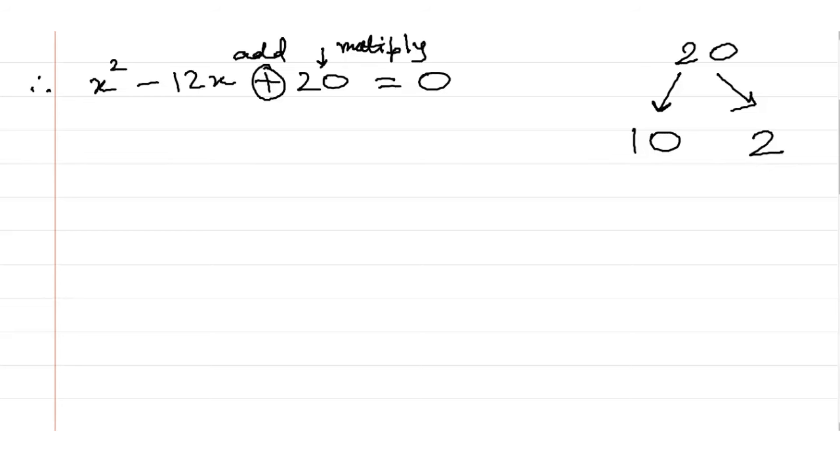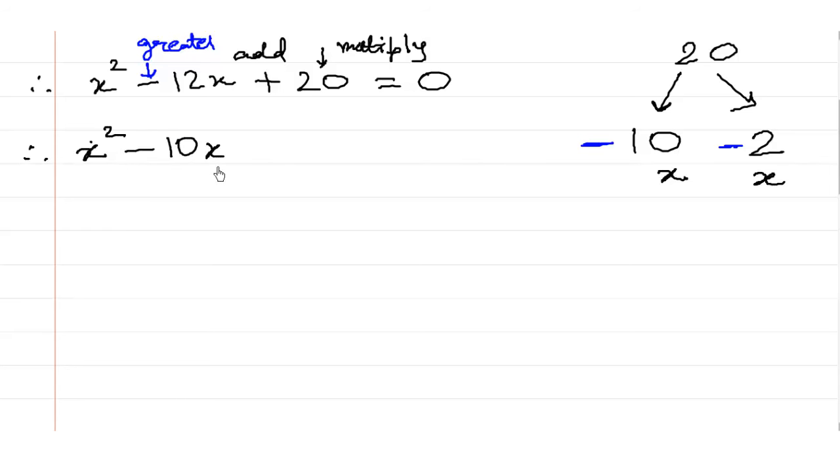Now again remember, this is the sign of the greater number, the bigger number. So over here 10 is the bigger number, so 10 will get the negative sign, and minus and plus is minus. So the mixture of the sign goes to the smaller number. So we have the splittings as follows. We have minus 10x and minus 2x. So we can rewrite this as x square minus 10x minus 2x plus 20 is equal to 0.